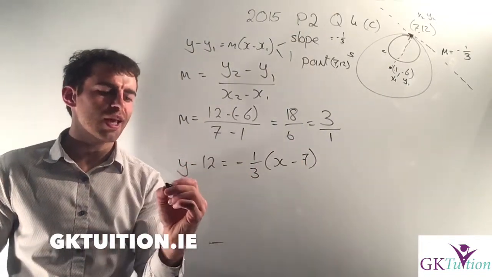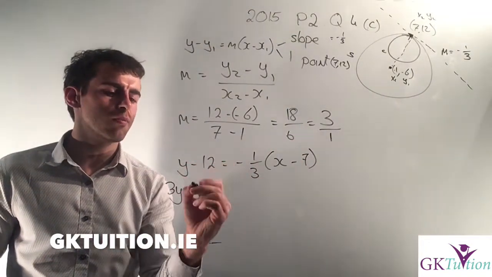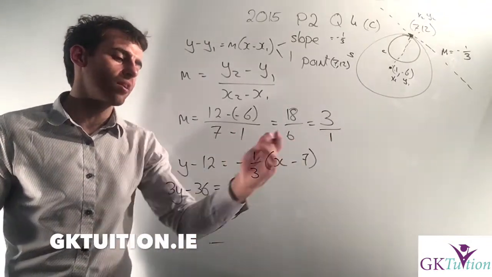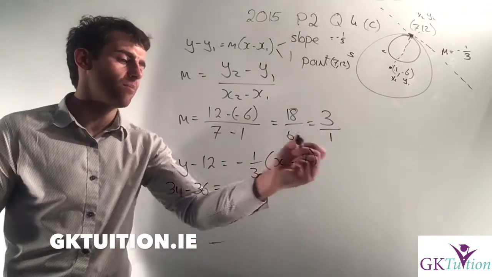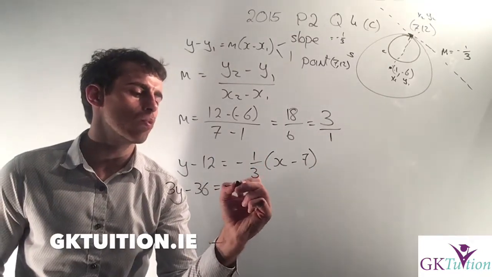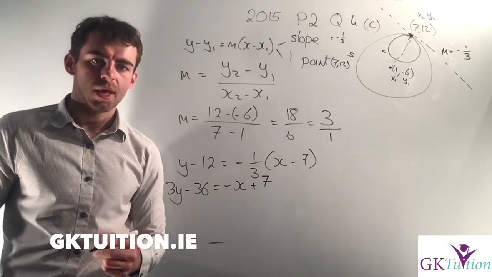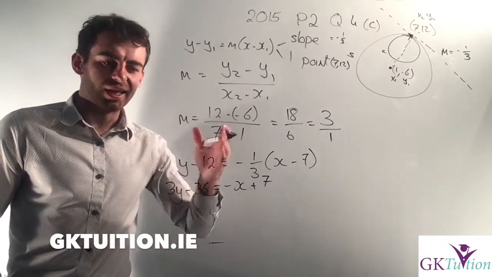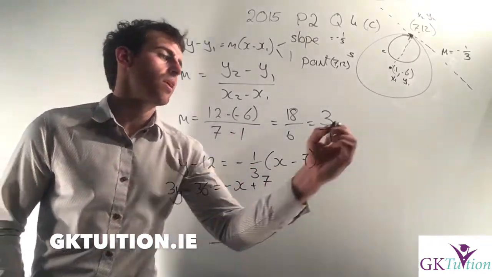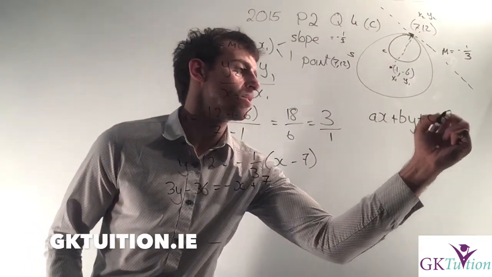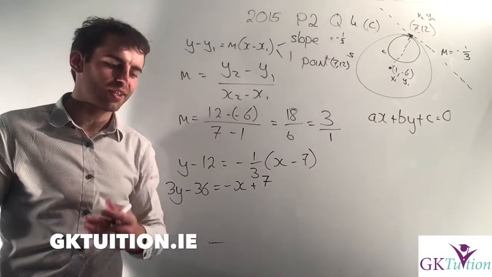So 3 by the left will become 3y, 3 by minus 12 is minus 36. And on the right hand side now, I just have minus 1 by x minus 7. So it becomes minus 1x, minus 1 by minus 7 becomes plus 7. Now the question asked me to leave everything on the left hand side. So it asked me to leave it in the form of ax plus by plus c equals 0. Or in other words, just bring everything to the left.